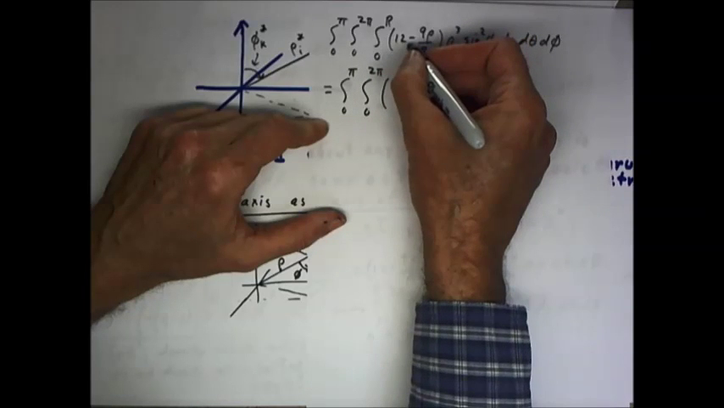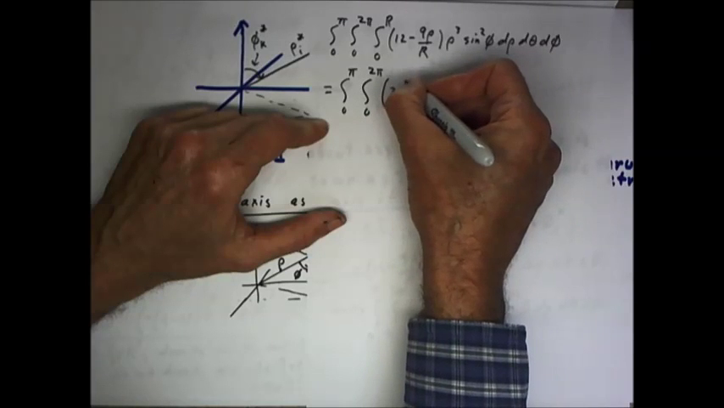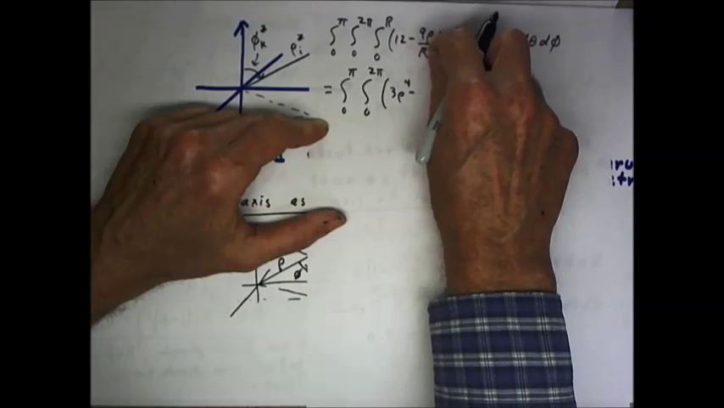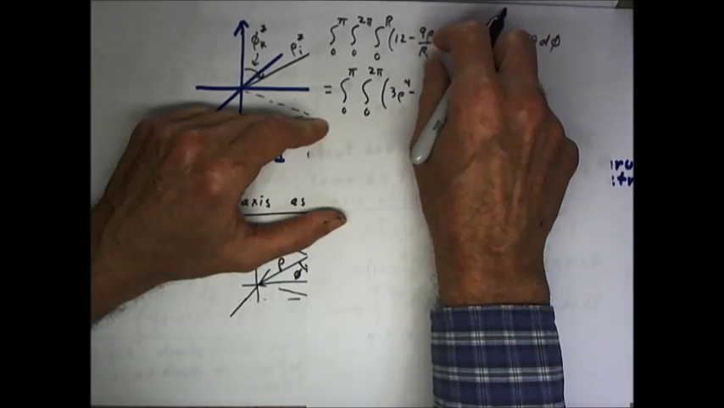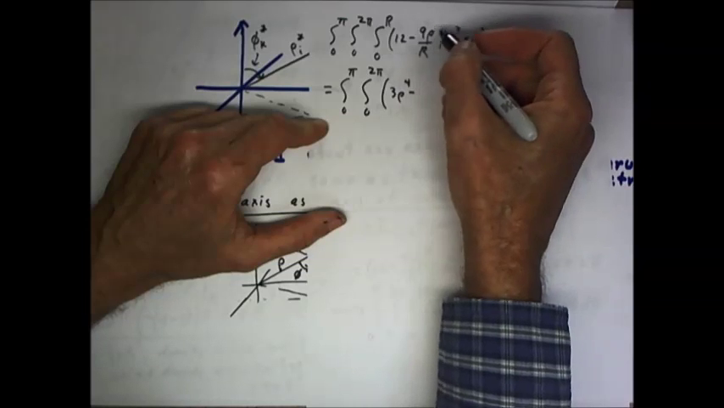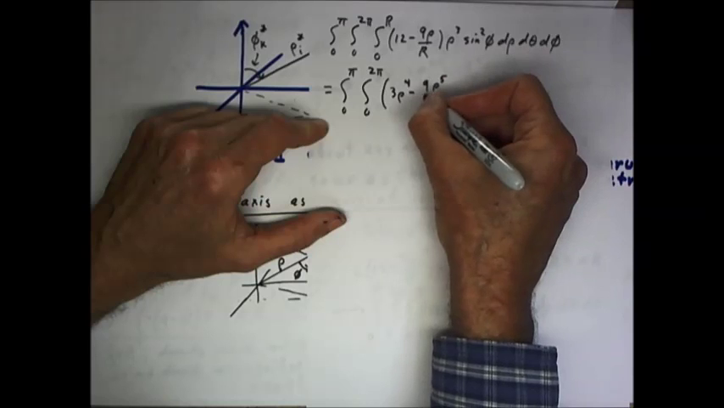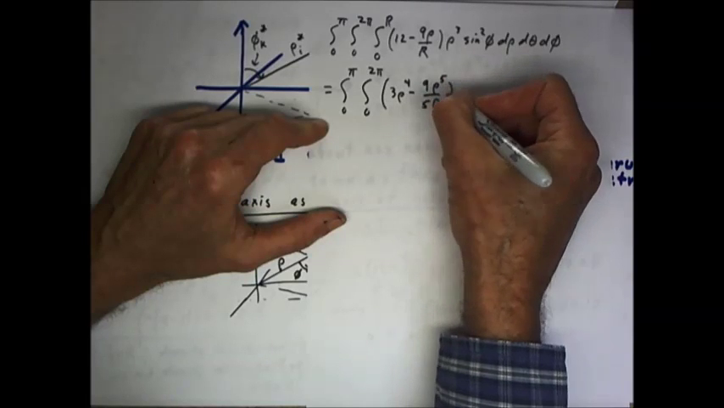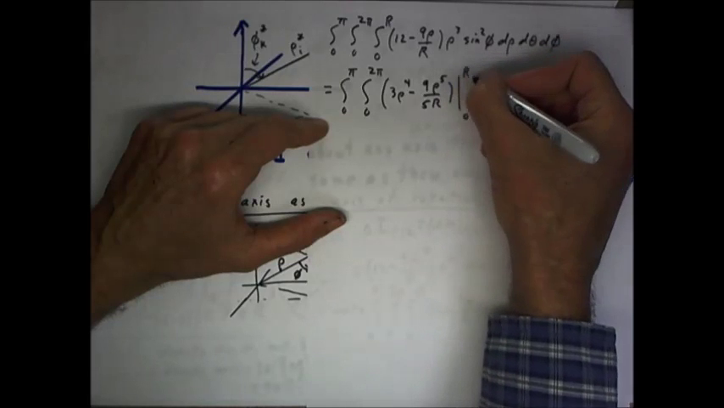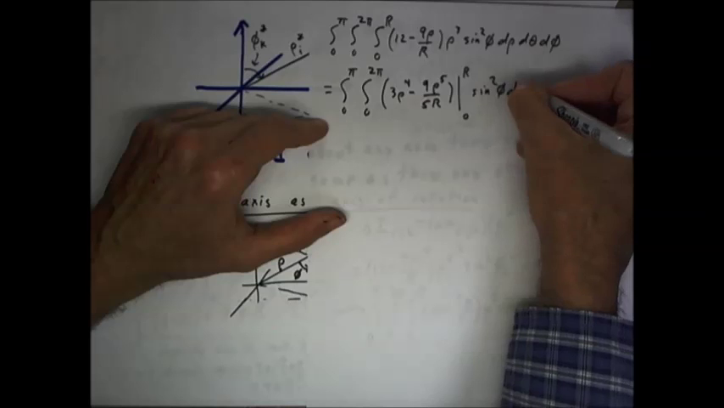That's going to give us 12 rho to the 4th over 4, which is 3 rho to the 4th, minus 9 rho to the 4th. The integral of rho to the 4th is going to be rho to the 5th over 5, so we're going to end up with 9 rho to the 5th over 5r, evaluated between 0 and big R, and then times the integral of sine squared phi d rho.